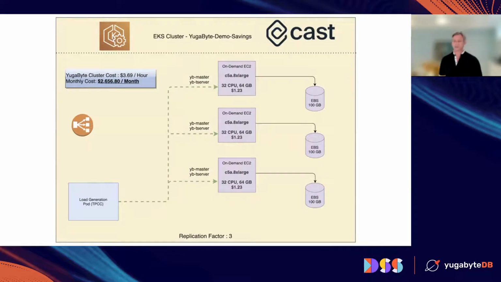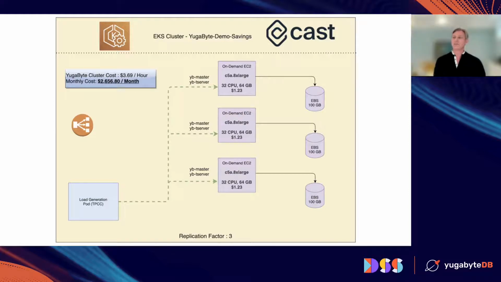So what is the use case? We're starting with a very basic cluster of 3 nodes. These are C5A 8xlarge nodes. They're 32 CPUs, 64 gig of RAM, and $1.23 per hour. So the monthly cost is just that multiplied by the number of hours in the month.